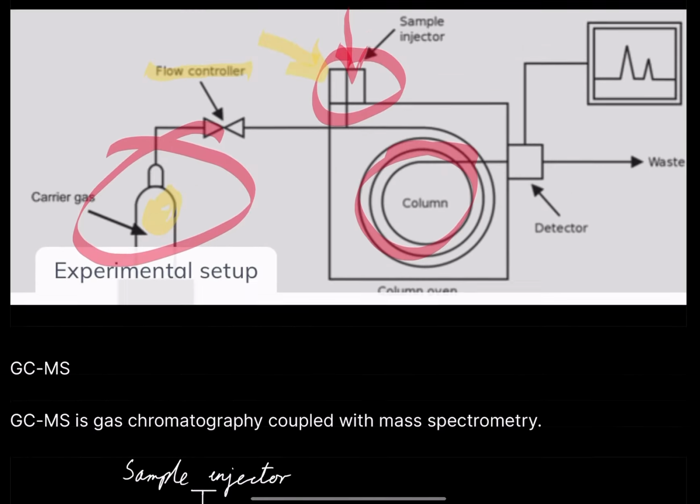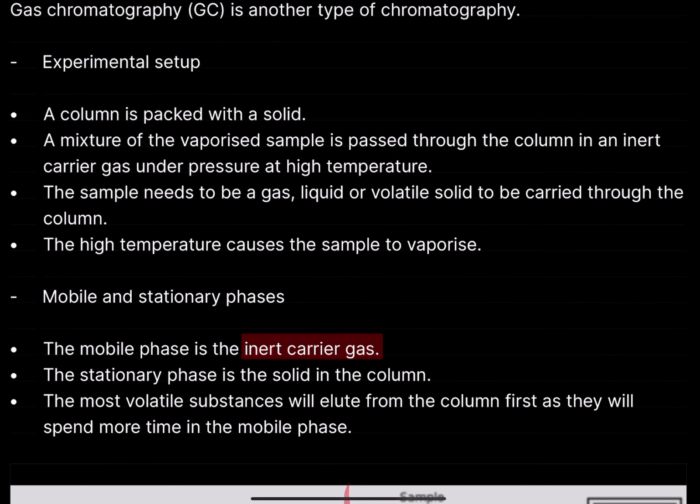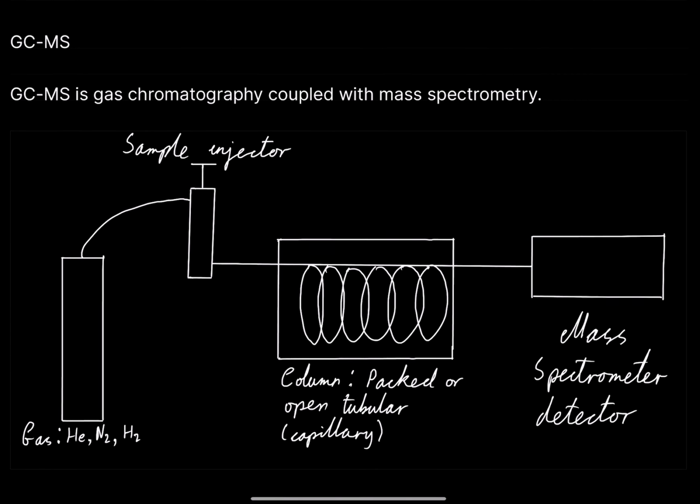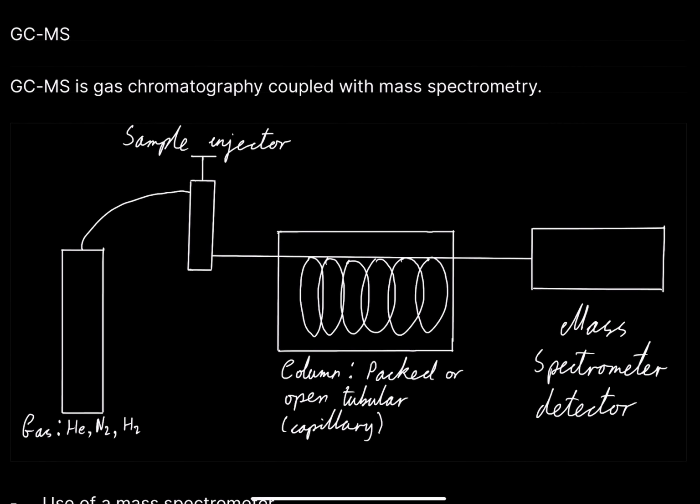And yeah, I'm going to go through that. Remember our sample is vaporized. This is a vaporized sample that we're injecting. Alright, so gas chromatography, and it was GCMS. So GCMS is gas chromatography coupled with a mass spectrometer.